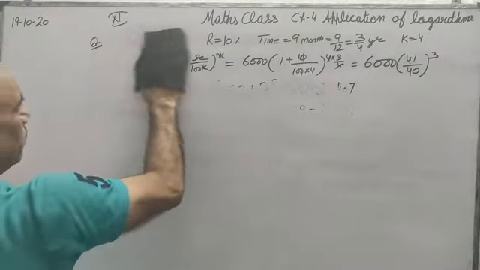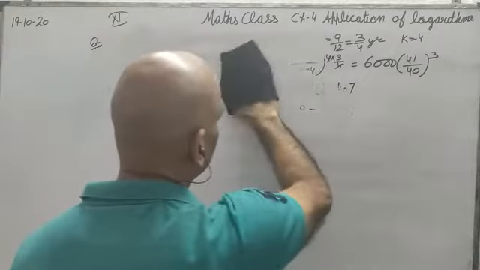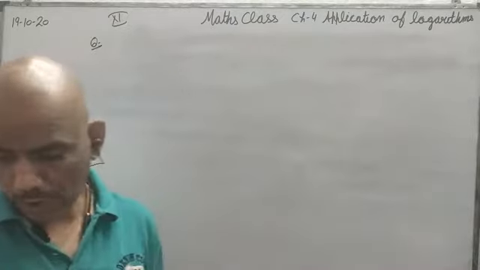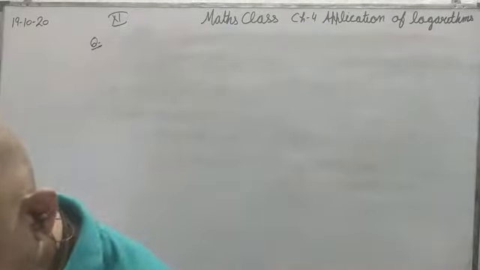Now let us see question number 6. What is given in question number 6? The difference of compound interest half yearly and yearly is 482. You will have to calculate on what amount, while the rate is 20% and the time is 2 years.